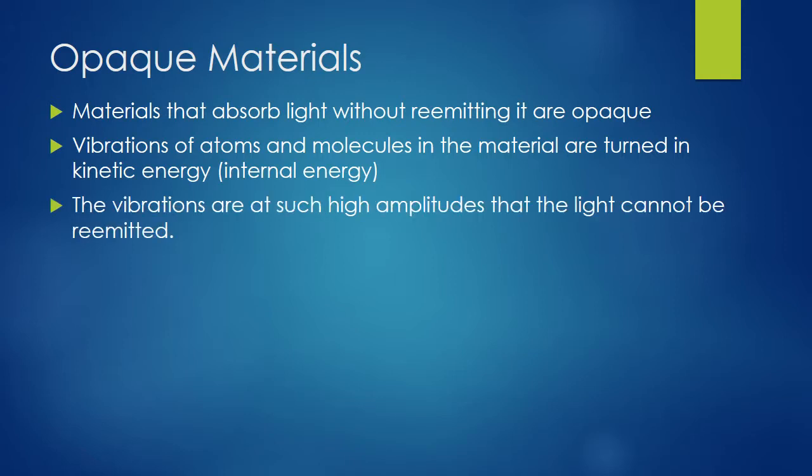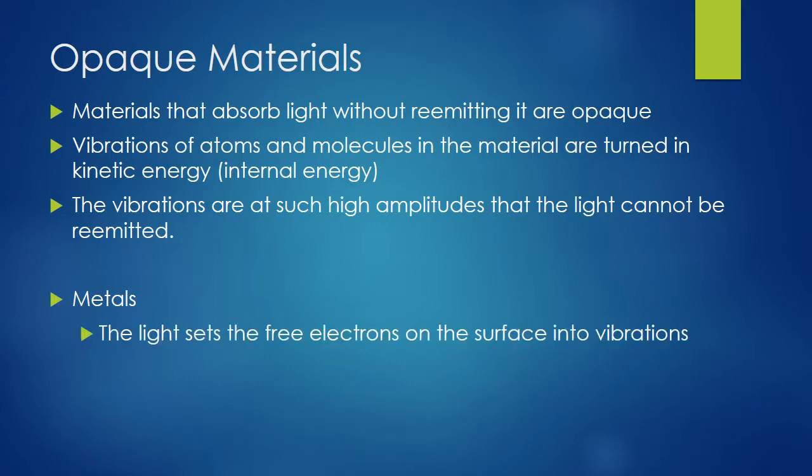Now, if it's an opaque item, then the vibrations of the electrons inside are going to be at high amplitudes, which means lots and lots of vibrations, so the light can't come through. Metals are opaque, but they're slightly different. What happens is that when light hits a metal object, the electrons that are kind of free or loose on the edges, remember metals are good conductors because those outer shell electrons can get bumped free very easily.